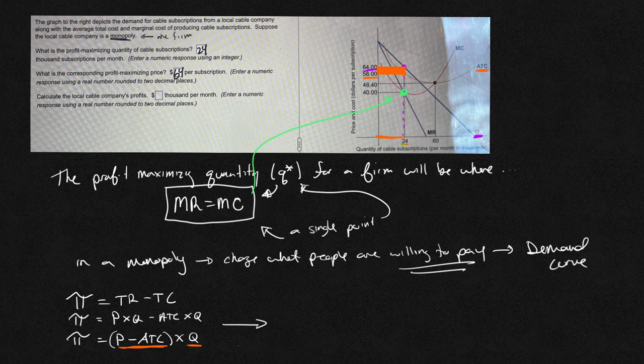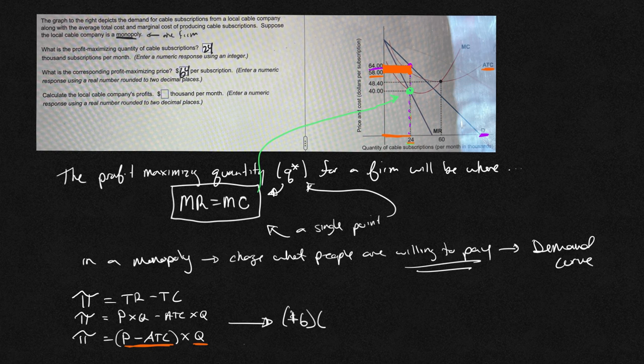So let's just calculate that out. Price minus average total cost, if I have 64 minus 58, that's going to be 6. So I know I'm getting $6 of profit per unit. And there are 24 units. So we put 24 times 6, and that's going to equal 144. So my profit is going to equal $144,000 per month.